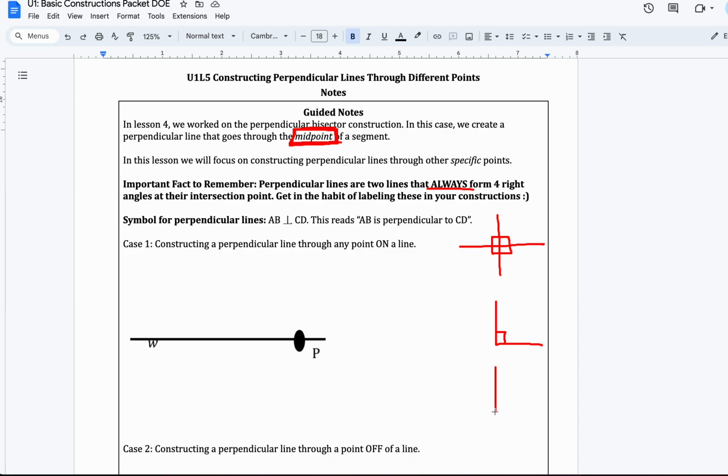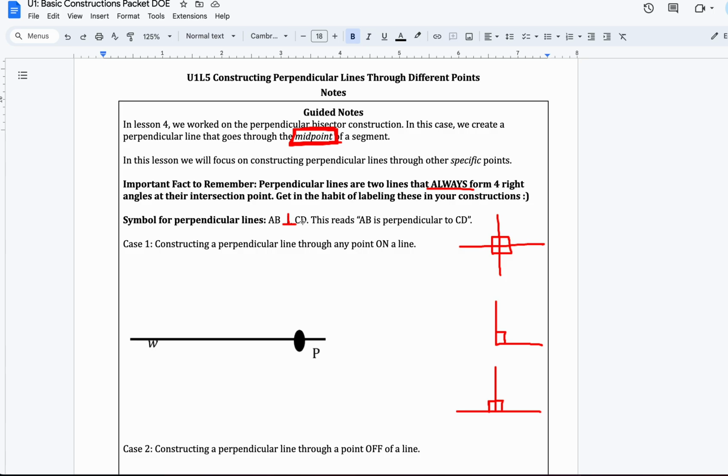Or if you have something that looks like this, where this line here is perpendicular to this bottom line, you don't need to label all four, but you might see these three different cases where we have perpendicular lines. The symbol for perpendicular lines looks like what we have over here. It's like an upside down T, and it looks like two perpendicular lines. So it reads AB is perpendicular to CD.